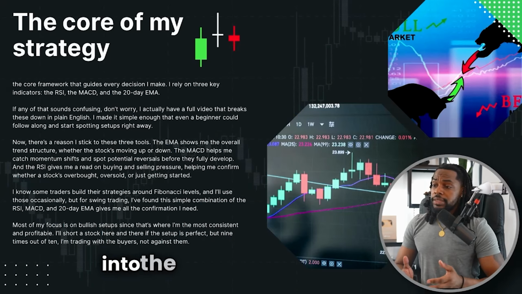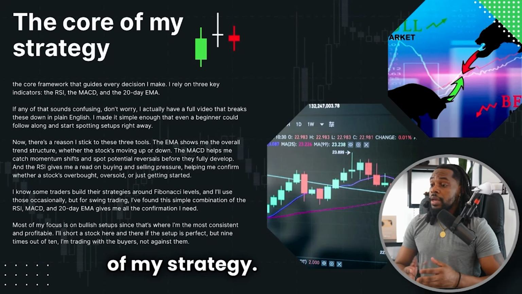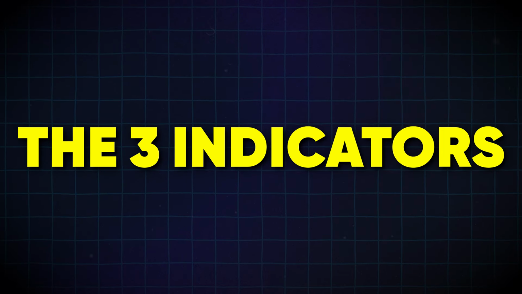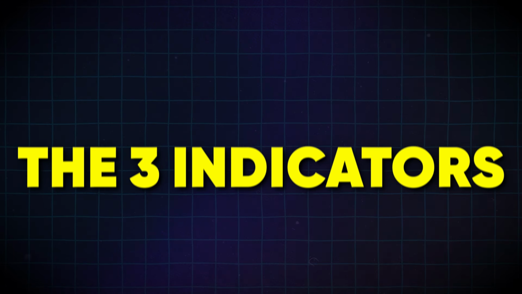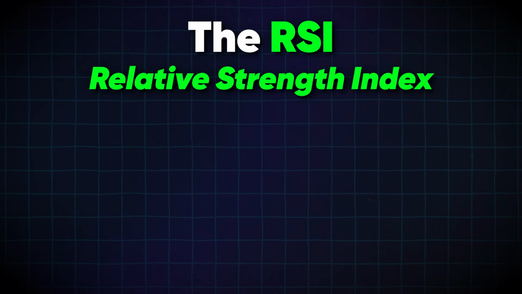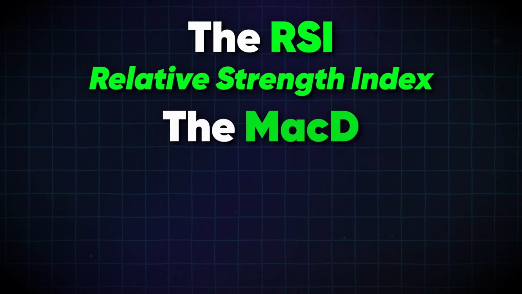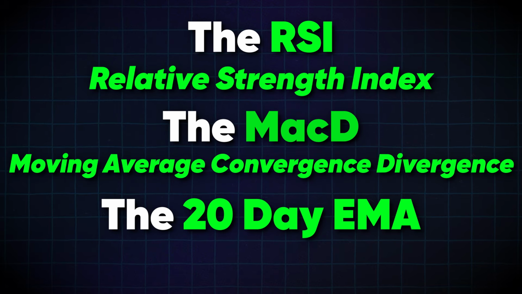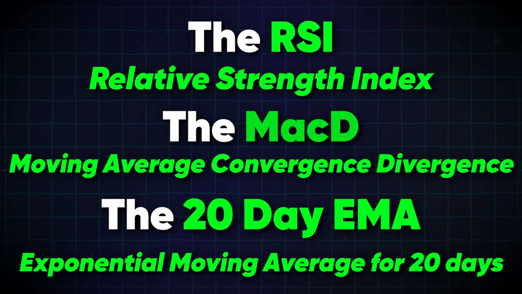Now, before we get into the scanner and everything, I want to break down the actual framework of my strategy, and this will include what I look for and why it works. At the center of everything, there are three indicators that I use every single time. That's going to be the RSI, also known as the Relative Strength Index, the MACD, also known as the Moving Average Convergence Divergence, and finally, the 20-day EMA, or the Exponential Moving Average for 20 days.